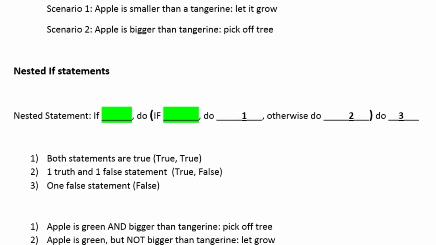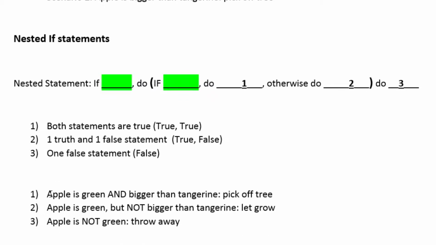And going back to our apple example, if the apple is green and it is bigger than a tangerine, we're going to pick it off the tree. However, if the apple is green, but it's not bigger than a tangerine, so this is true, the apple is green, and this is false, so it's not bigger than a tangerine, we're going to do number 2, which is let it grow. And if the apple is not green, we're just going to throw it away. So if this is false, we're going to skip right to 3.